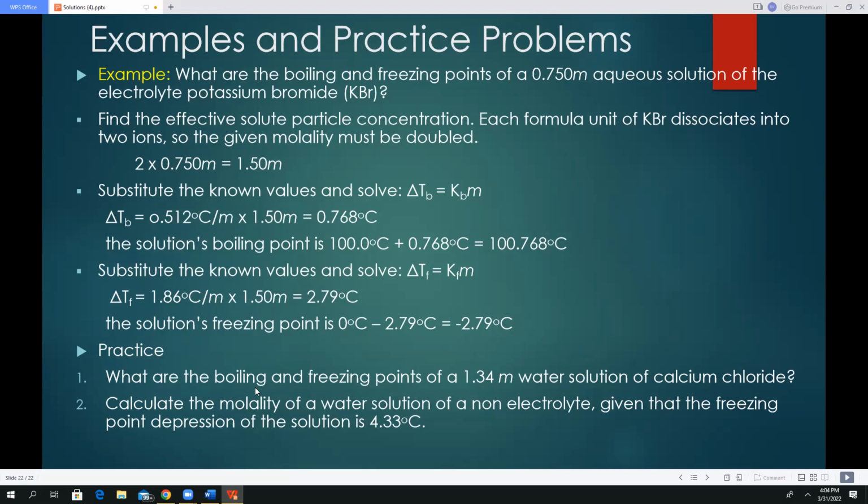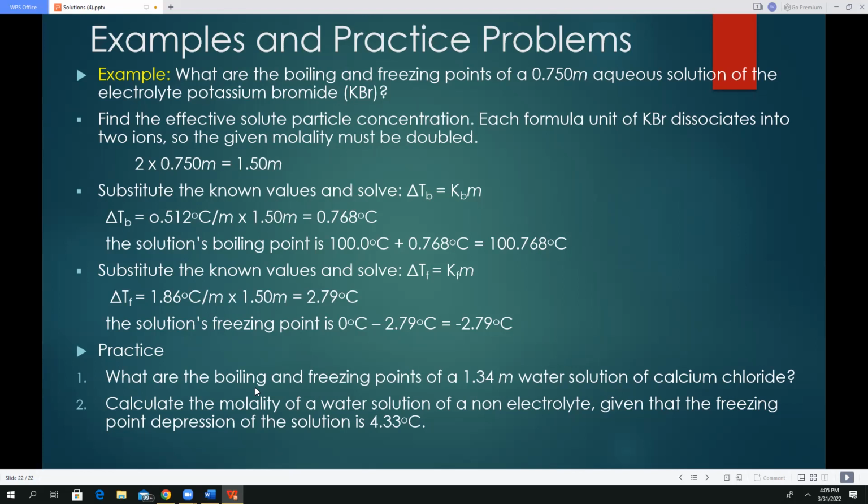I did not put any in the second assignment that I put up. So if you want to practice those, you notice it says 1.3 molal solution of calcium chloride in CaCl2, right? Because calcium chloride is CaCl2.